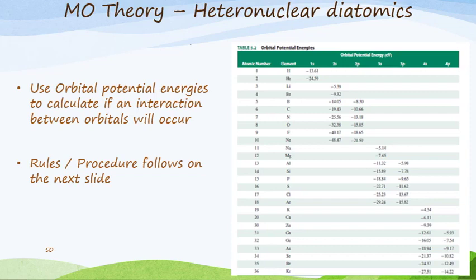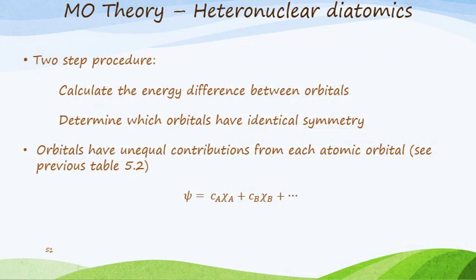Now, this information will be given to you. It's not expected that you know it. So in asking to do an example, you'll be given the values for the different orbitals, and then you can make the decisions from there. Okay, so basically it's a two-step procedure. You're going to calculate the energy difference between orbitals, and then you're also going to determine which orbitals have the same symmetry.